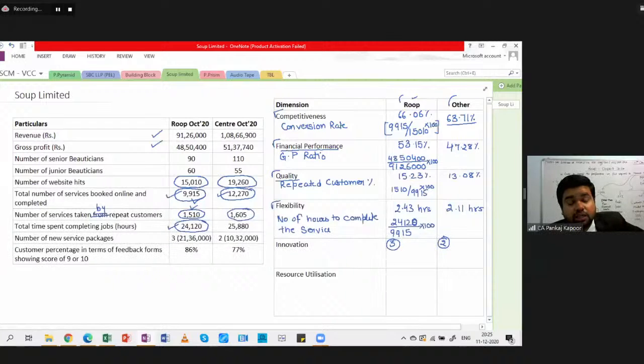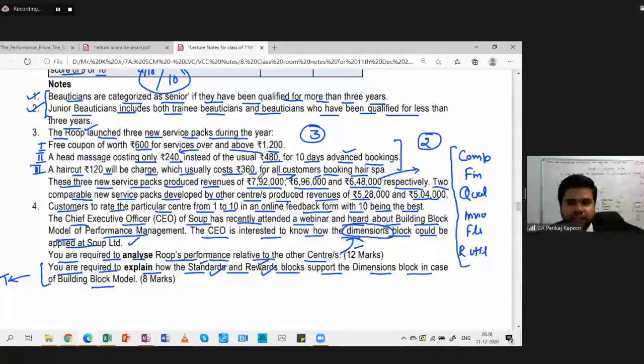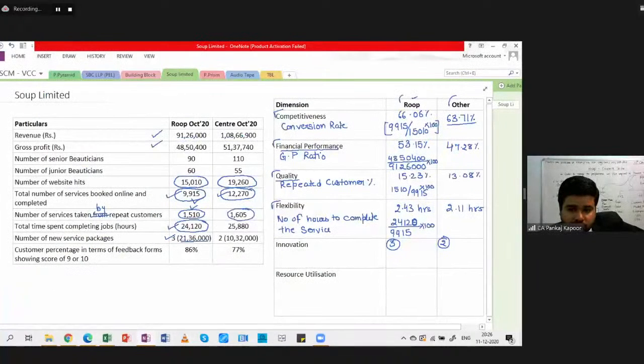What shall be the best judge? That is the remuneration or the revenue which you earn out of that. So revenue, the 3 new services help ROOP to earn is 21,36,000. I did nothing. I just add up this revenue 792, 696 and 648. Similar way, I add this 528 and 504 and I compute the revenue from the new innovation. And that needs to be divided with the total revenue. So how will we compute innovation?